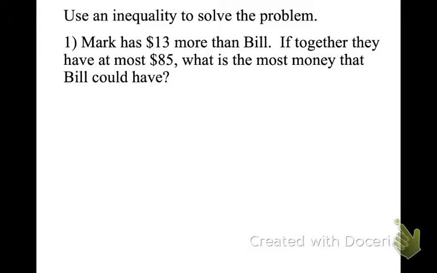So let's just name their money, Mark and Bill. And who do they give less information on? If we do one variable, Mark has 13 more than Bill. Bill has less information, so we'll call him x, and we'll call Mark x plus 13. Remember, we're translating Mark is 13 more than Bill.